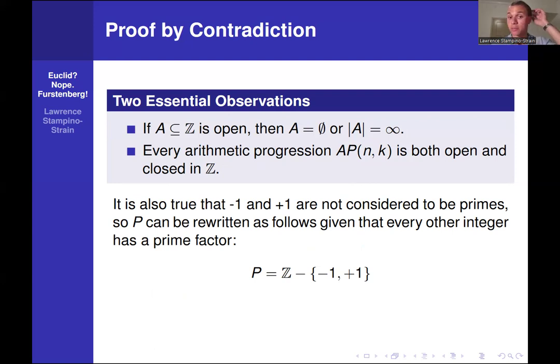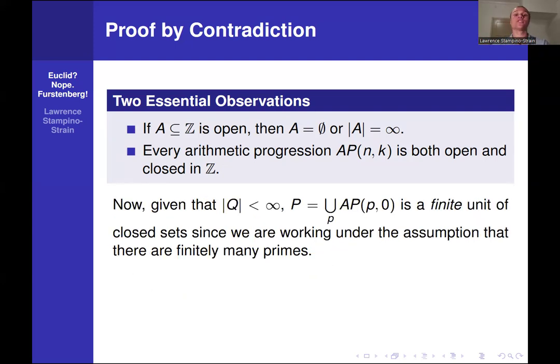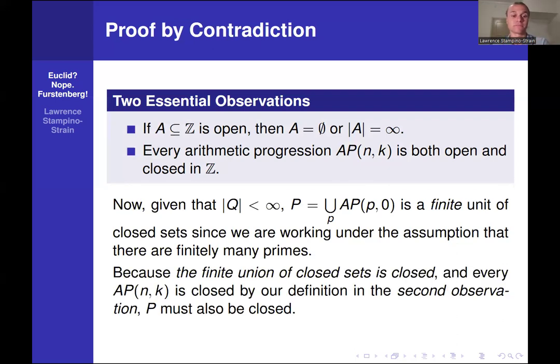So P is essentially the set of all integers without -1 and +1, right? Now, given that the cardinality of Q is less than infinity, or that we're considering that there are a finite number of prime numbers, P is a finite union of closed sets, since we are working under the assumption that there are finitely many primes, right? So P is a finite union of closed sets, right?